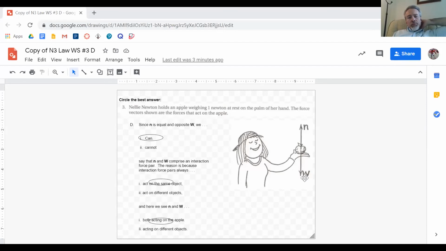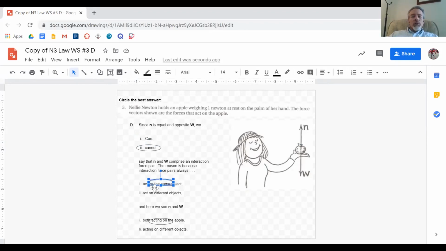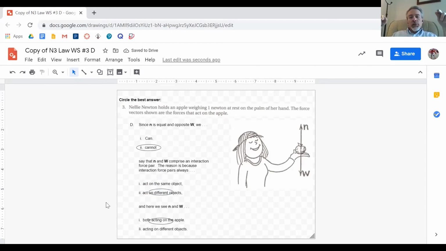And here's the reason. The interaction force pair should be on opposite objects or in different objects. So that next answer should not be the same object. It should be on different objects. Interaction pairs always work on different objects. They're like twins. They don't cancel one another because they act on 2 different objects. But in this case, you can see they are acting on the same object, on the apple. So that's your clue that they're not interaction pairs.